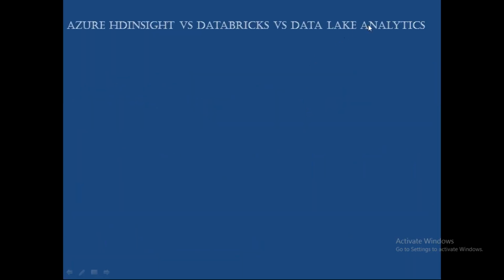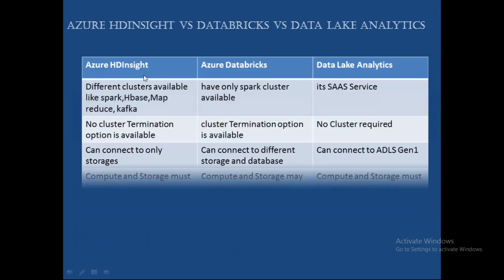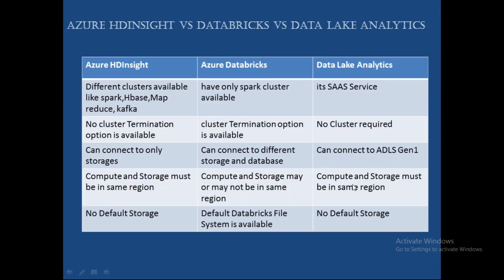Fine. Now let's talk about the difference between Azure HDInsight, Azure Databricks, and Data Lake Analytics. You know all these things. You have clusters here, different types of clusters. You have Spark cluster, but this is a SaaS service. You don't need to create any cluster. Just create a Data Lake Analytics service. That's all. You don't need to create clusters. No cluster termination option is available. Cluster termination option is available in the others because you have clusters there. No clusters required. SaaS means you just give the job, we will do everything for you.